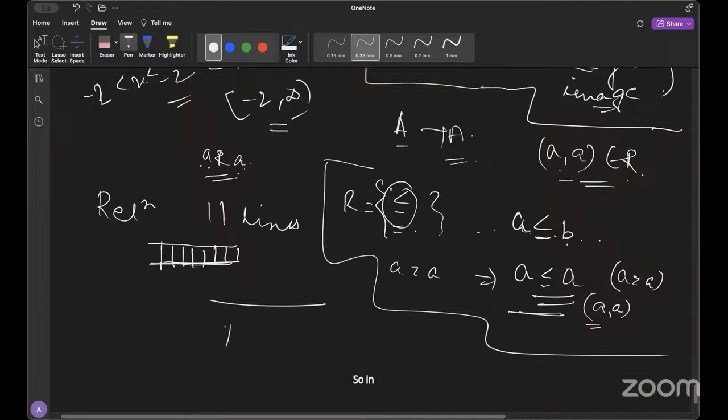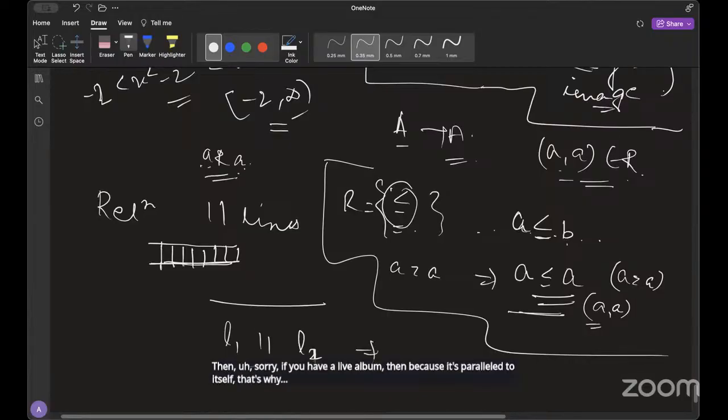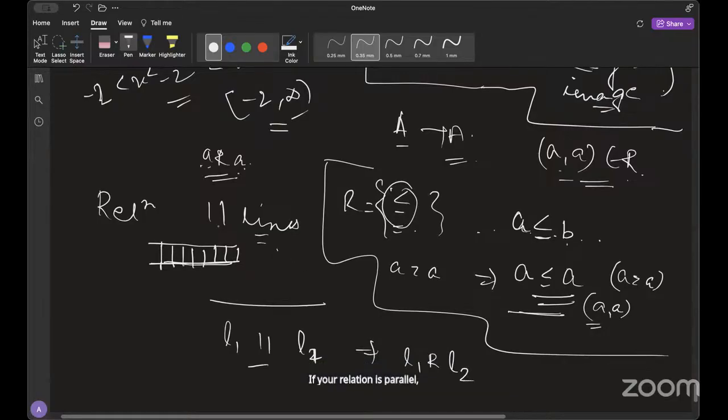So in that sense, if you have a line L1, then because it's parallel to itself, L1 is related to itself if your relation is parallel. If you're taking the relation to be parallel, then L1 is related to itself, right? That's why it's a reflexive relation. Is this part clear?